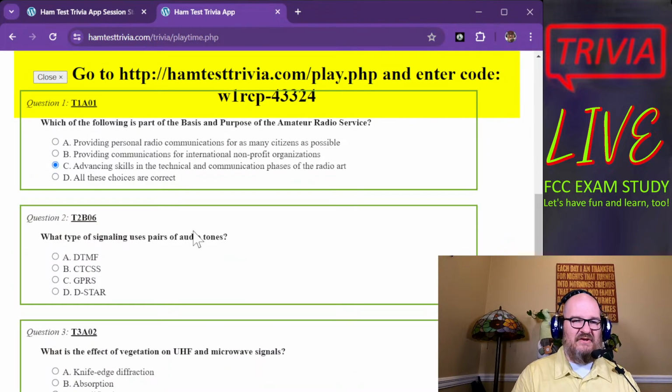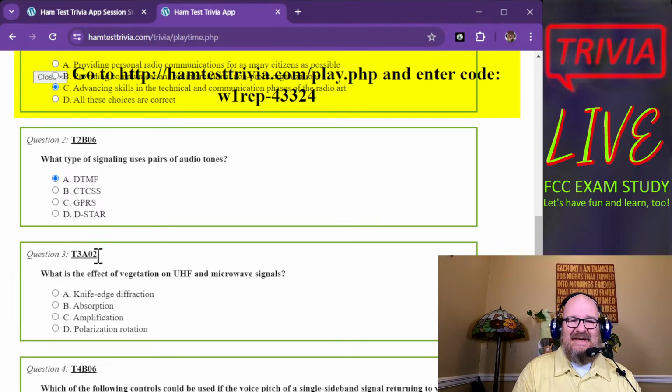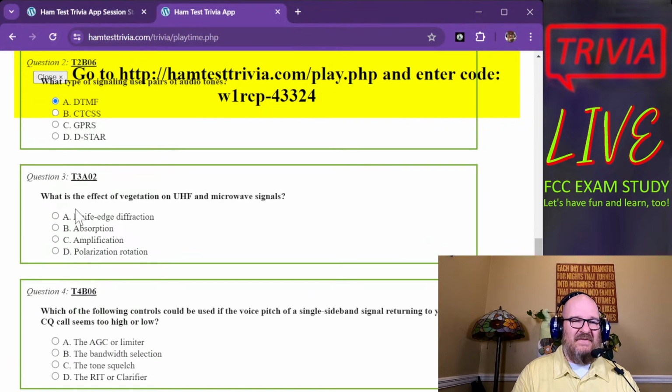What type of signaling uses pairs of audio tones? Last week, we did this one. That's going to be DTMF. I should have looked it up, but DT probably stands, I want to say, dual tone, multiple frequencies. I don't remember what DTMF stands for. I just know that when you dial a phone, it uses DTMF tones. What is the effect of vegetation on UHF and microwave signals? Vegetation, trees and such. I'm going to say absorption on that one.